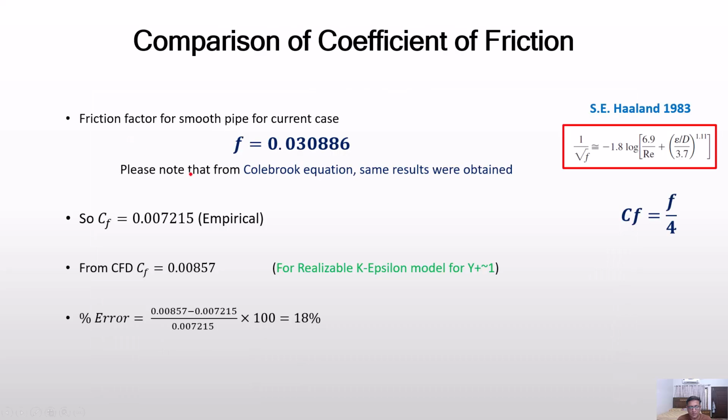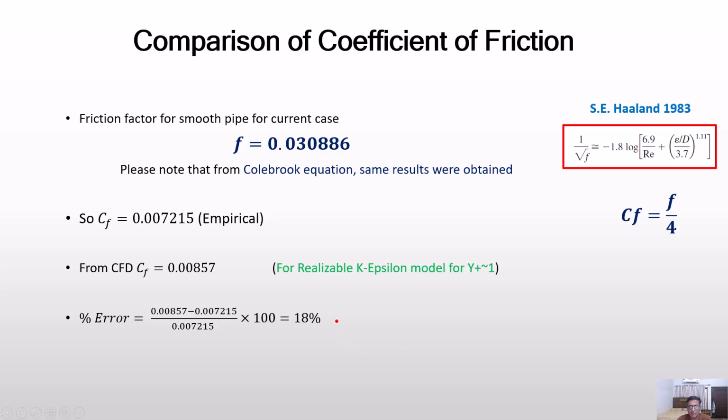Then we compared, this is again from the ICEM CFD mesh file. We compared the f, which we can directly find from Cf. Cf we can find directly from this formula. So Cf is equal to f upon 4. This is from an empirical formula, Holland 1983. And from CFD, the Cf is equal to 0.008573. So the error is about 18%.